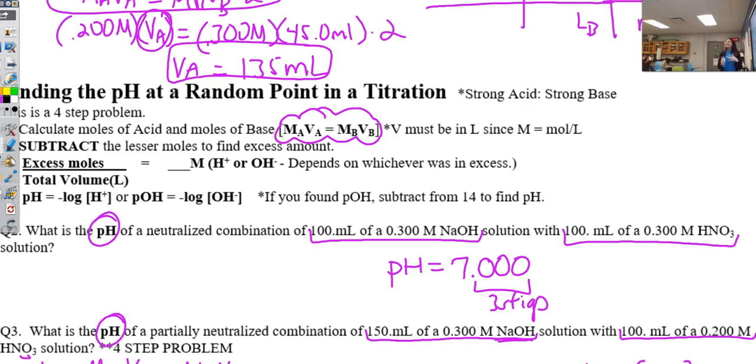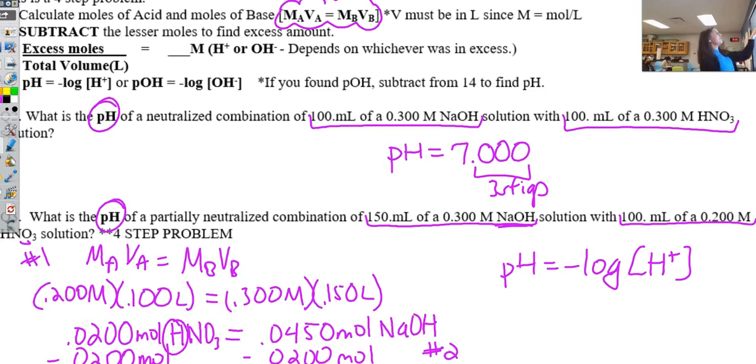So if you have a strong acid and a strong base, and you react equal volume, equal molarity, what do you expect your pH to be? 7, okay? Look at this: these were exactly 100 mils of a 0.3 and 100 mils of a 0.3, so you're going to get a pH of 7. There's nothing extra. Everything's going to react. It's going to completely neutralize, and you're good to go, okay?